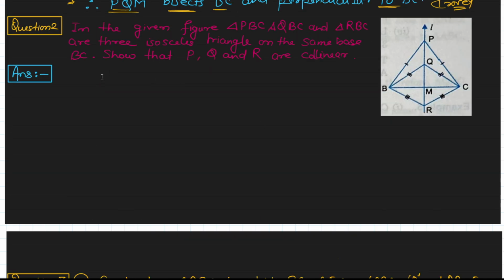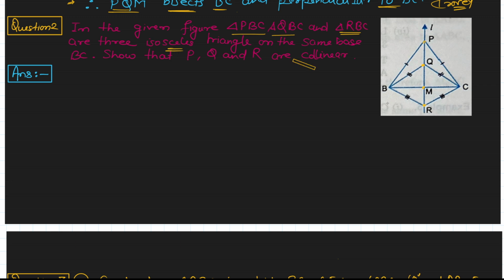This is the second question we have: triangle PBC, triangle QBC, triangle RBC are three isosceles triangles. Now same thing here, you can see P, Q and R. We need to prove that they are collinear. Collinear means they are lying on the same line, meaning they lie on the perpendicular bisector of BC.